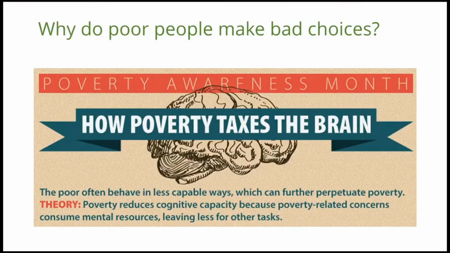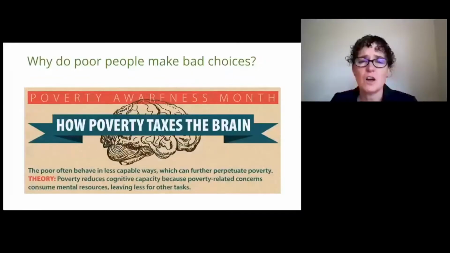Work by psychologists and economists such as Sendhil Mullainathan and others has looked at the impact of poverty on cognition and on people's ability to use and act on information they're given. The poor often behave in less capable ways, which can further perpetuate poverty. And that's certainly something we see when we look at food choices. I've talked so far about food choices in general, but shown you that children living in deprivation eat worse and are more likely to be obese. And when we look at the quality of foods that are in the household, we see that those are worse too.